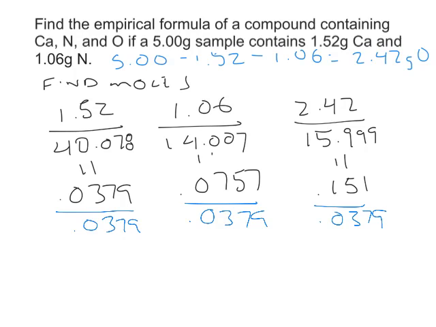Okay. Naturally, this guy is 1. This is 1.09, to 3 sig figs. And this guy is 3.98 to 3 sig figs. So again, hoping for whole numbers, and I'm comfortable calling this 2 and calling this 4. So I'm ready to write the empirical formula for this.